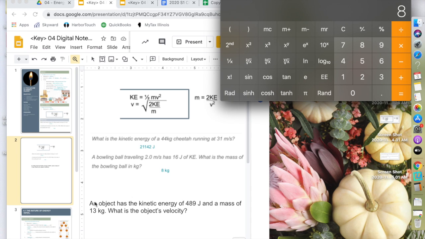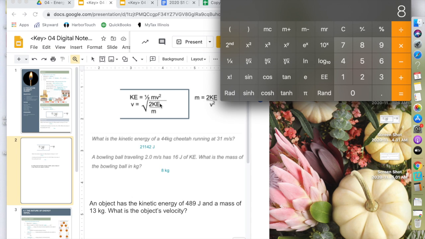All right, for the last one, an object has a kinetic energy of 489 joules and a mass of 13 kilograms. What is the object's velocity? So we're going to use this last equation. The velocity equals the square root of 2 times the kinetic energy divided by mass. So we're going to solve what's inside the radical first, then take the square root of it.